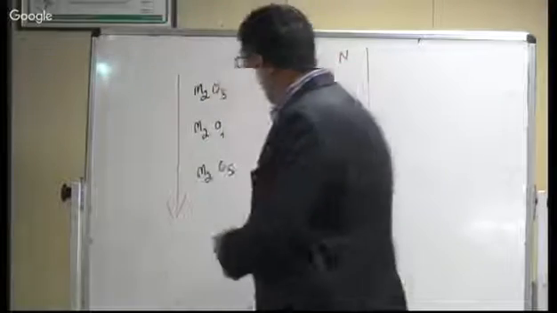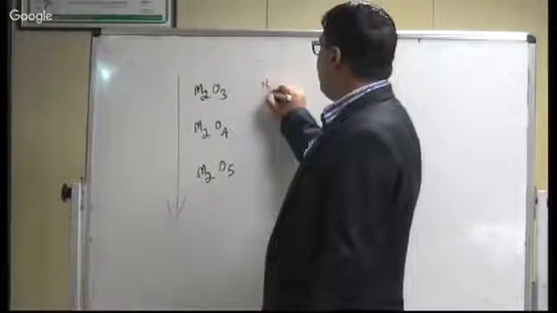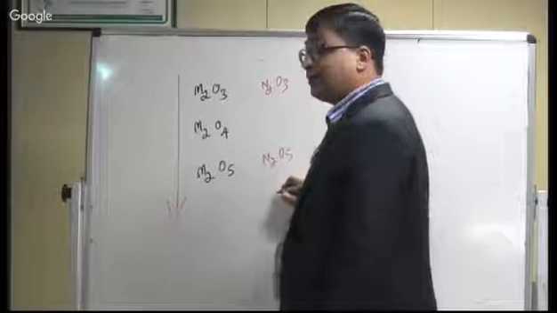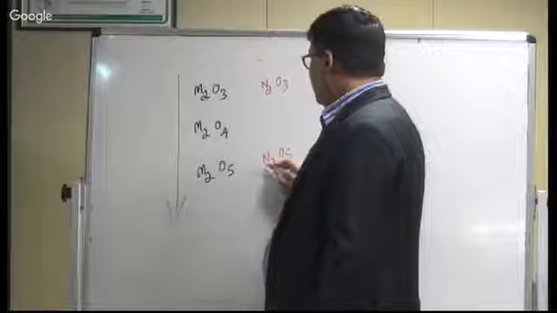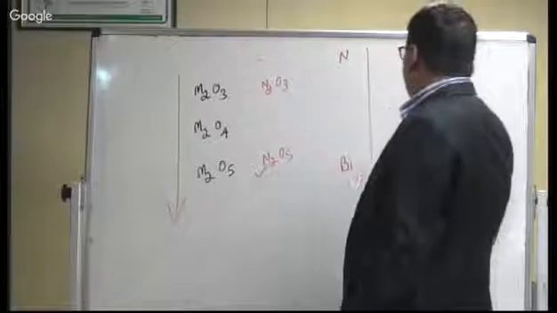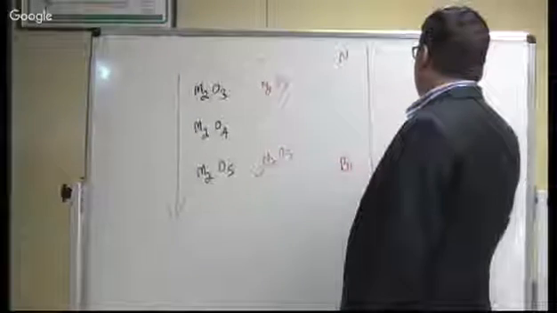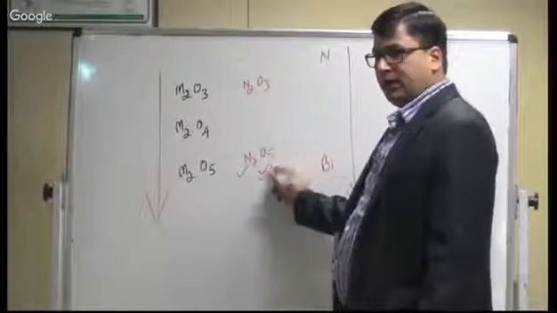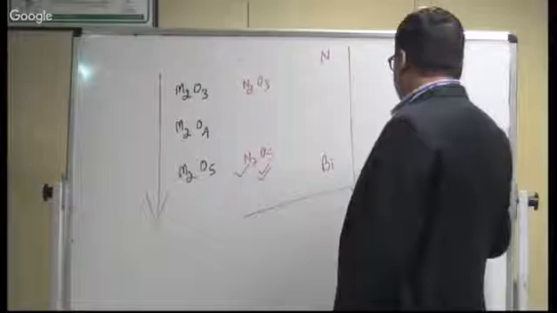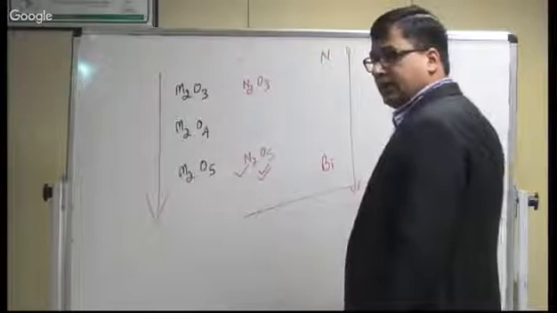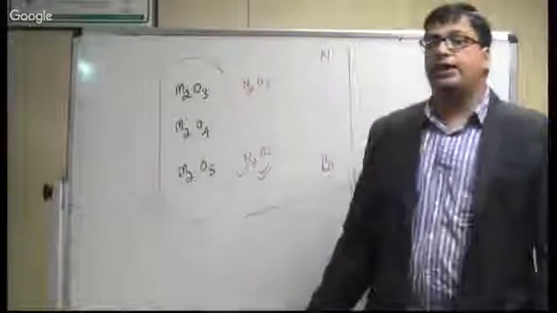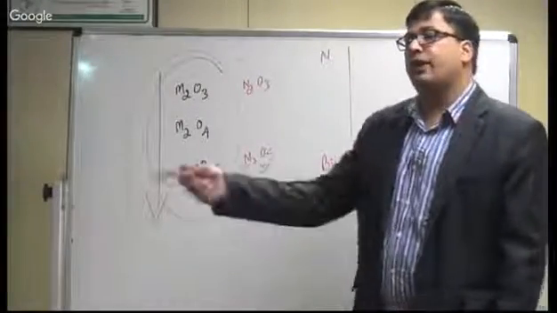Means if I compare N2O3 and N2O5, which is more acidic? Yes. If I compare Bi2O5 and N2O5, this is more acidic. So in this direction acidic strength decreases. Is it clear? So these are the 3 main oxides, and all oxides when treated with water give the respective acids.